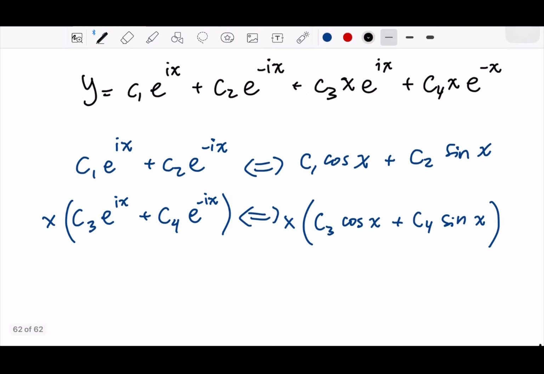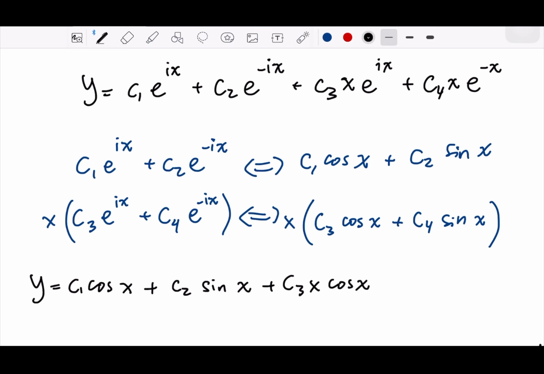So at the end, the general solutions, we could write that this will be c1 cosine x plus c2 sine x. This is because alpha is 0, and we just focus on the beta. And then plus c3 x cos x plus c4 x sine x.